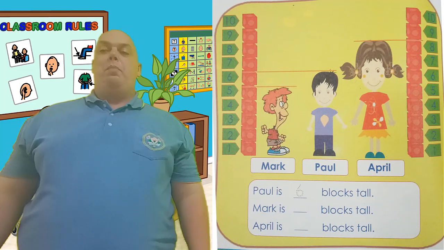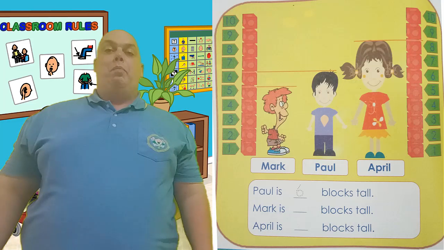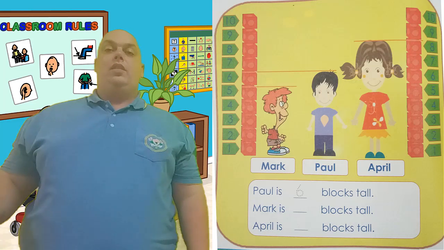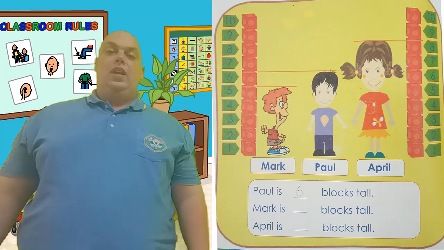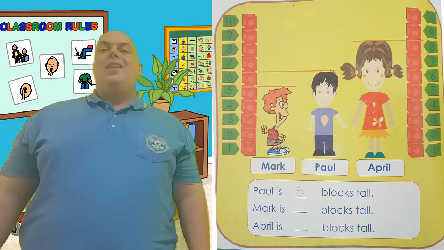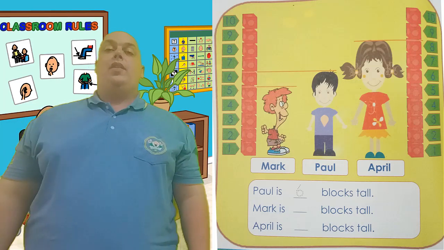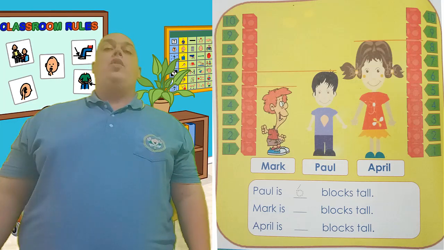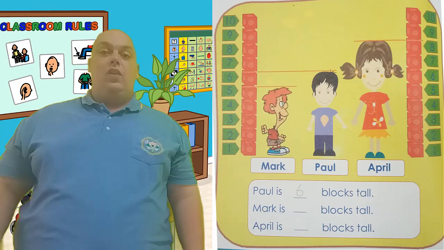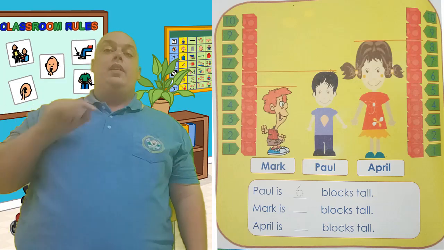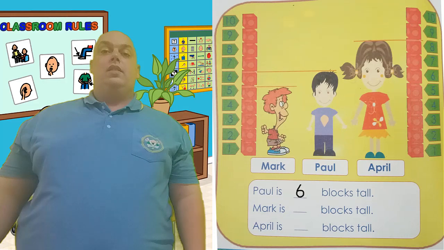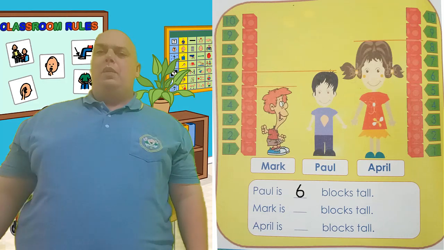So at the bottom of the page, it says, Paul is blank blocks tall. Now, do you remember how many blocks we counted for Paul? Yes, it was 6. Now 6 is also the answer that's already in your book. All you have to do is grab your pencil and trace the number 6. Can you do it? Okay, that was easy.